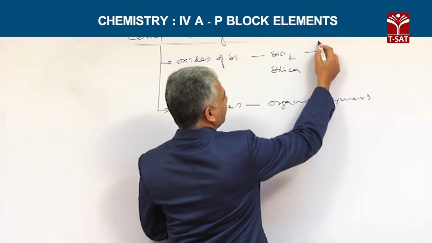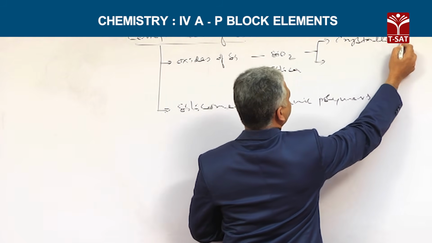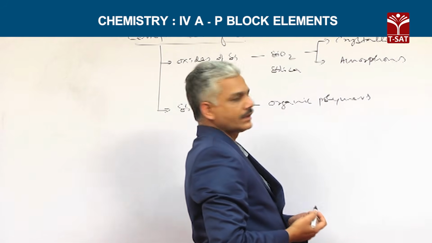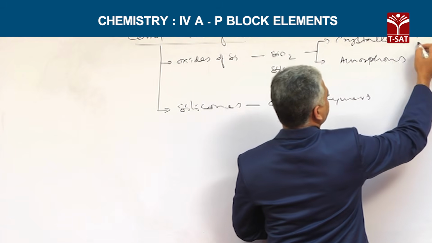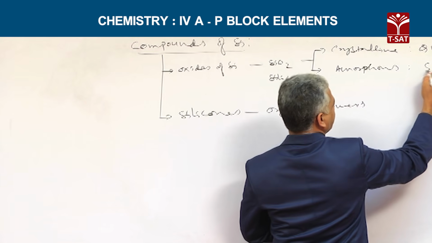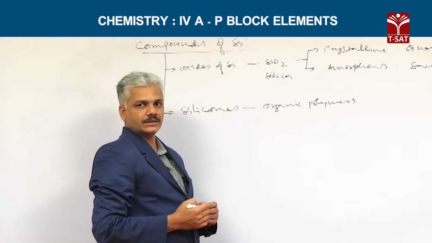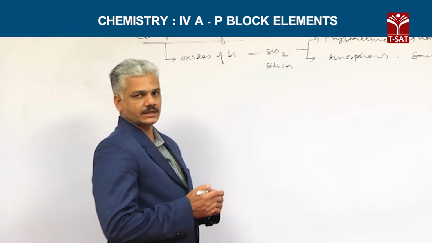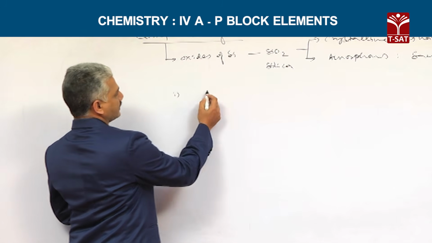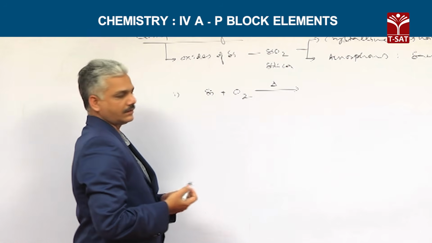Silica is available in nature in two forms. One is a crystalline form, another one is an amorphous form. The crystalline form of silica is called quartz, whereas the amorphous form is known as sand. It is available in nature in plenty. Silicon dioxide can be prepared in the laboratory by the following methods. One method is by the strong heating of silicon in oxygen.